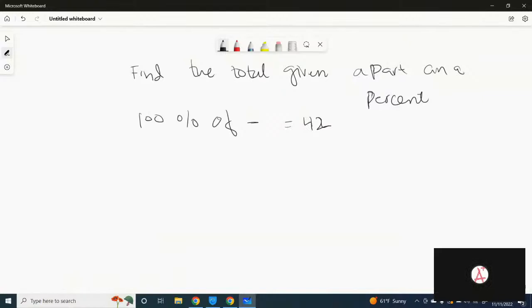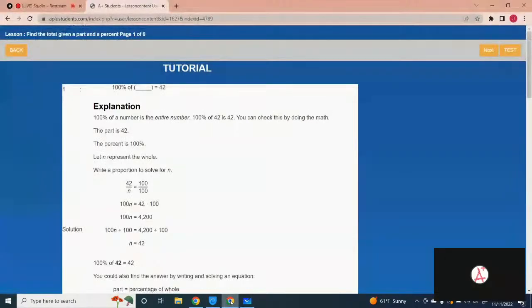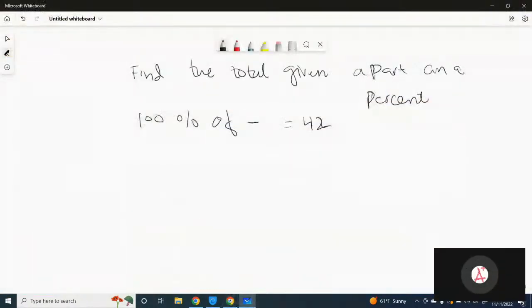So 100% is the entire number. Got it? So that means 100% of 42 is 42. Let's just check by forming the proportion. You have to find the whole number. You are not given the whole number, you have to find it. Got it?